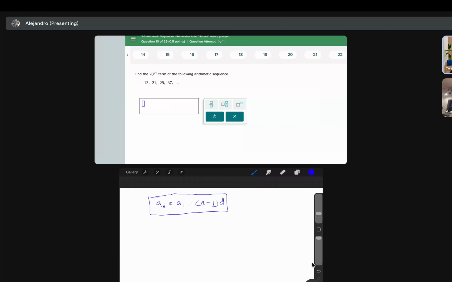So again, a sub 70, the 70th term. The first one, 13, you can see it, plus n is still 70, minus 1. For d, you do the latter minus the prior, 21 minus 13. What is that? 8. So that will be your d. You can take any pair, okay? We continue. 13 plus 69 times 8.